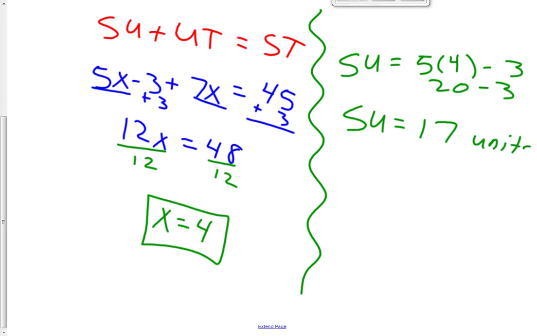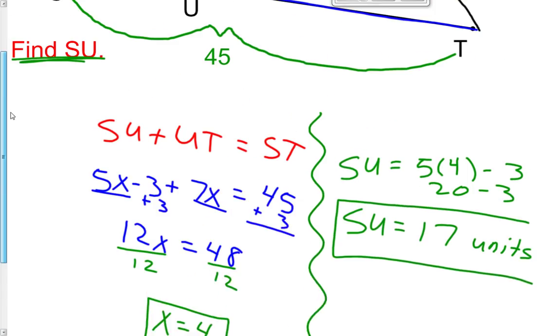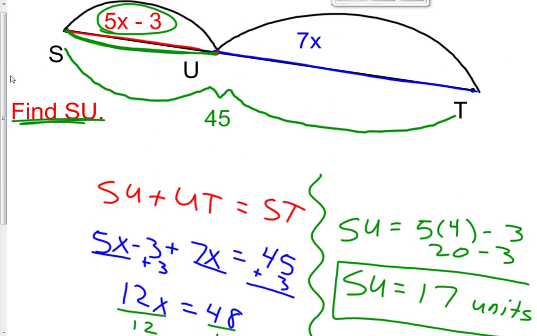Oftentimes we label this one, there is no inches, centimeters, whatever, so we'll call it 17 units. And that, everybody, is our answer. If we wanted to, we could have found the length of UT. UT would be 7 times 4. 7 times 4 is 28.